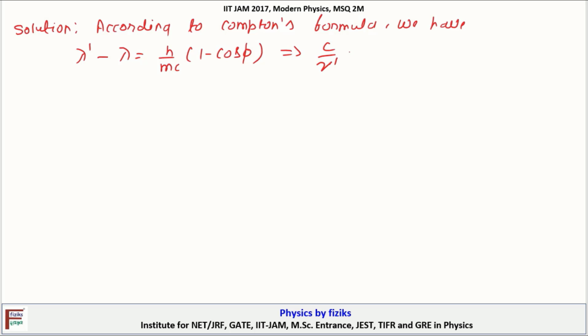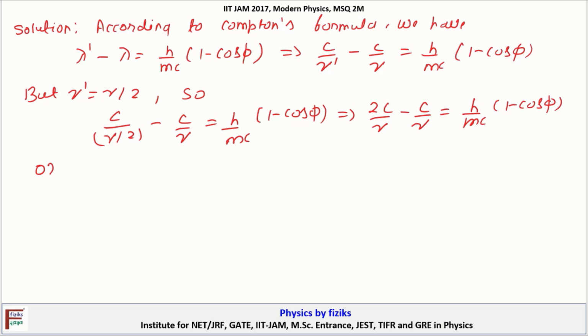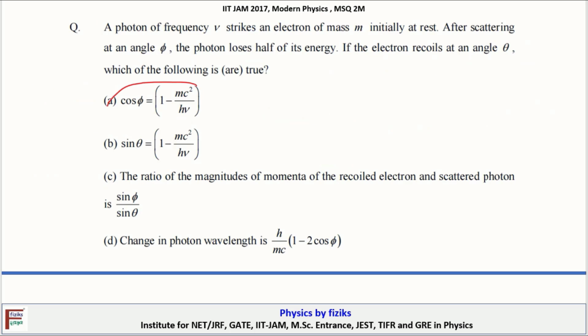Further, lambda is equal to c by nu dash minus c by nu, equal to h by mc times (1 minus cos phi), but nu dash is equal to nu by 2. So, c by (nu by 2) minus c by nu equals h by mc (1 minus cos phi), which implies 2c by nu minus c by nu is h by mc (1 minus cos phi), or c by nu is equal to h by mc (1 minus cos phi), which implies cos phi is equal to 1 minus mc square by h nu. That means our first option is correct.